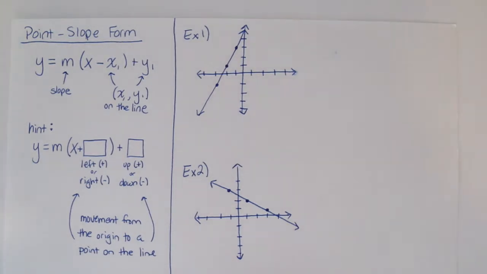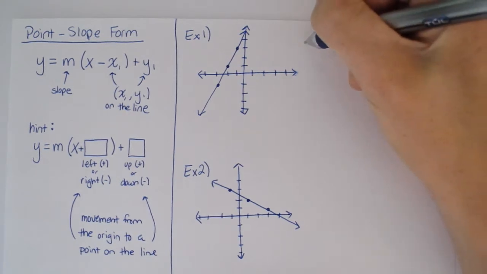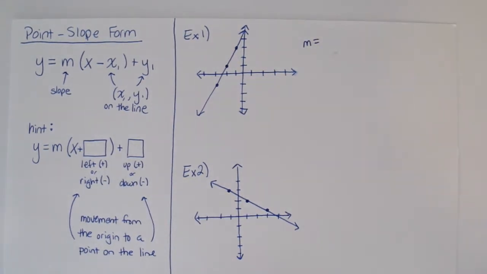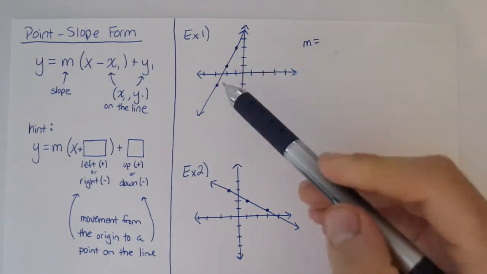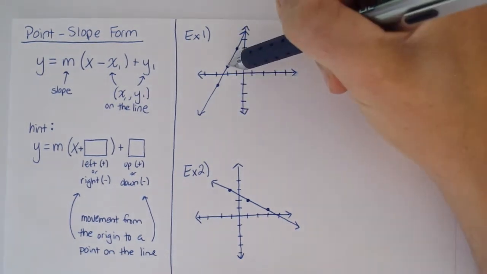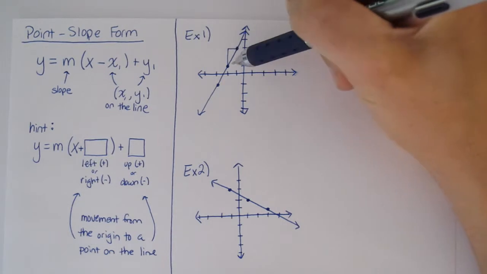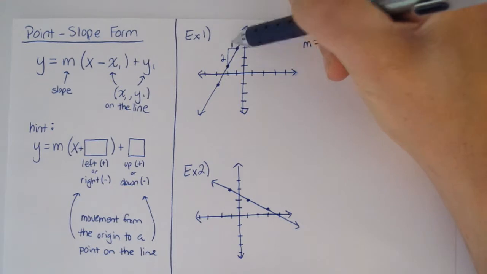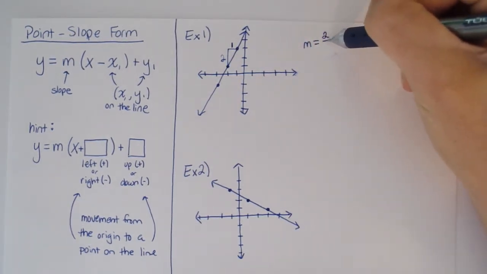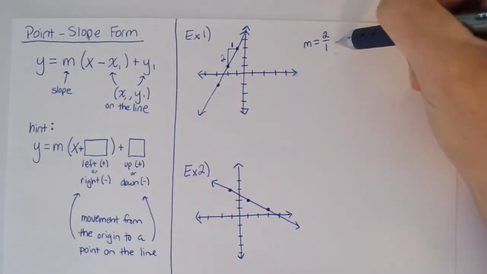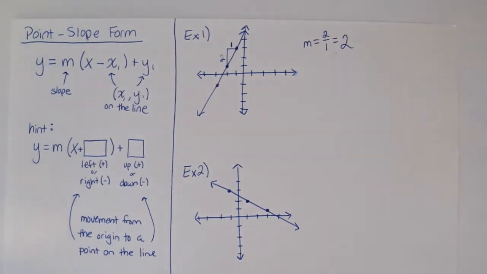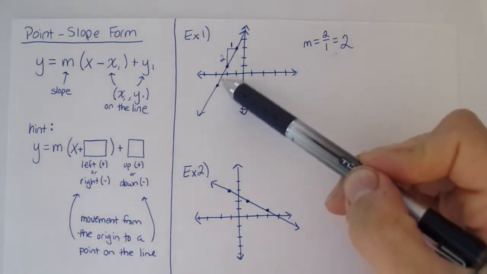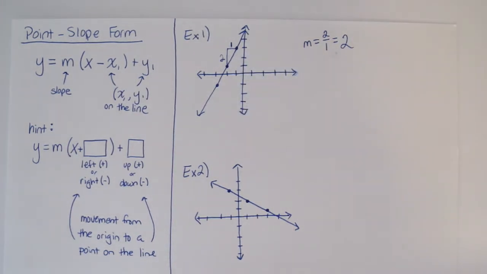I always recommend starting with the slope. So the first thing I need to find is the slope, and we always use m to represent slope. Here I'm just going to pick 2 points, and I'm going to calculate the rise and the run. The rise here is up 2, the run is over 1, slope equals rise over run, and 2 divided by 1 equals 2. So the slope of this line is 2. I'm just going to do a quick check to make sure my slope should be positive, and since we're going up and to the right, the slope is positive.